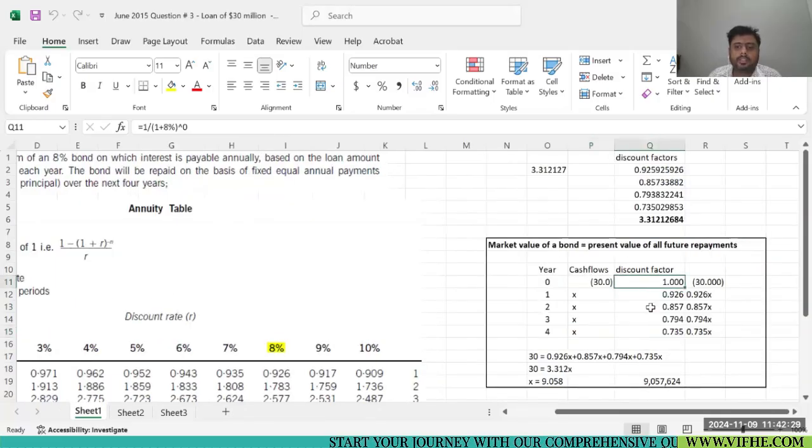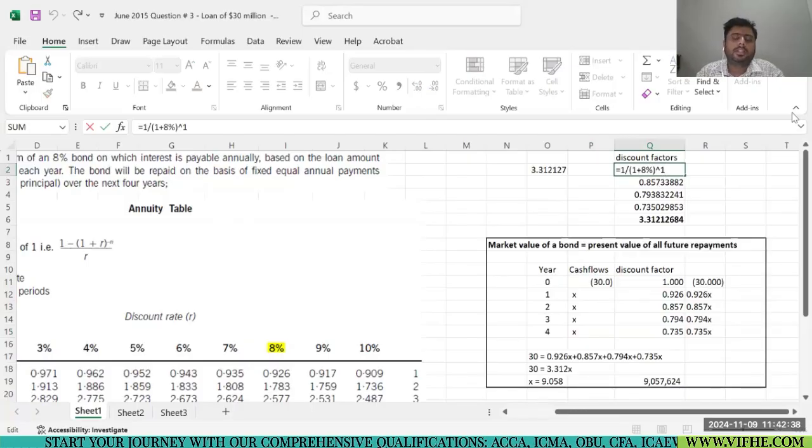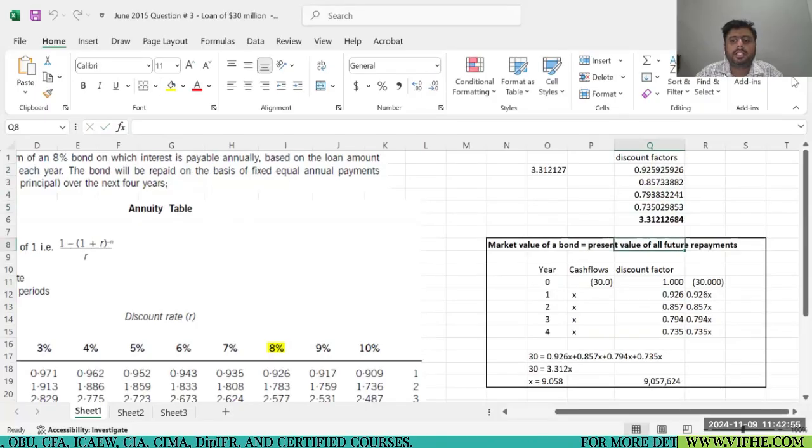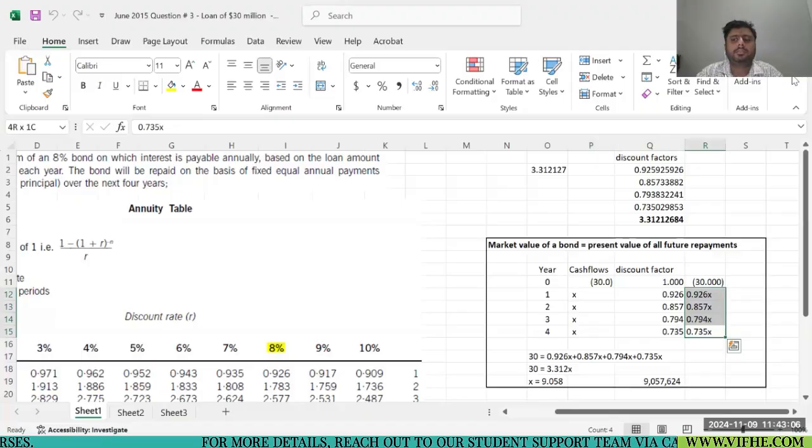So if I compute the discount factors using 8%, how do we compute a discount factor? First discount factor can be calculated as 1 divided by 1 plus 8% power 1. Second can be calculated as 1 divided by 1 plus 8% power 2. Third can be calculated as 1 divided by 1 plus 8% power 3. Fourth can be calculated as 1 divided by 1 plus 8% power 4. So if I calculate each of the discount factors and I multiply it with the respective repayment value, this gives you the present value of all repayments, and this must be equal to 30 million. So we can form an equation of this type.